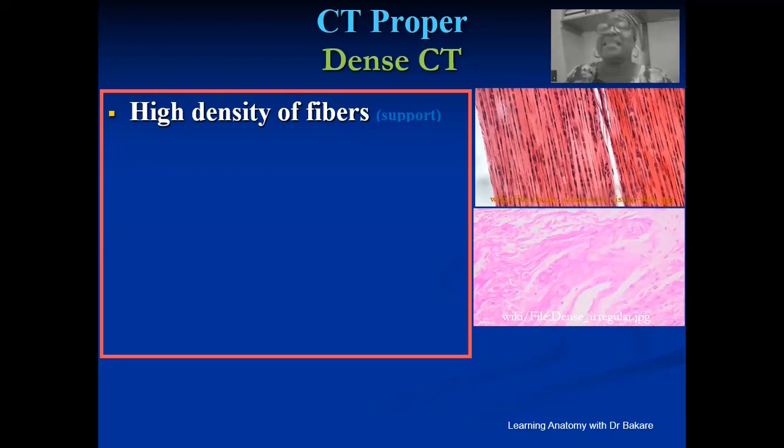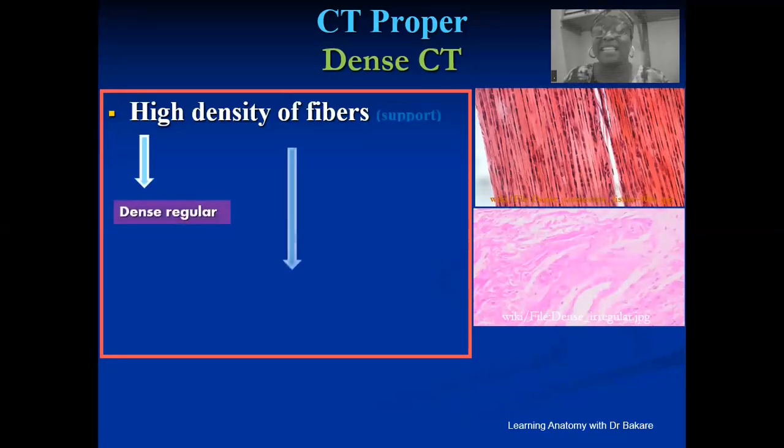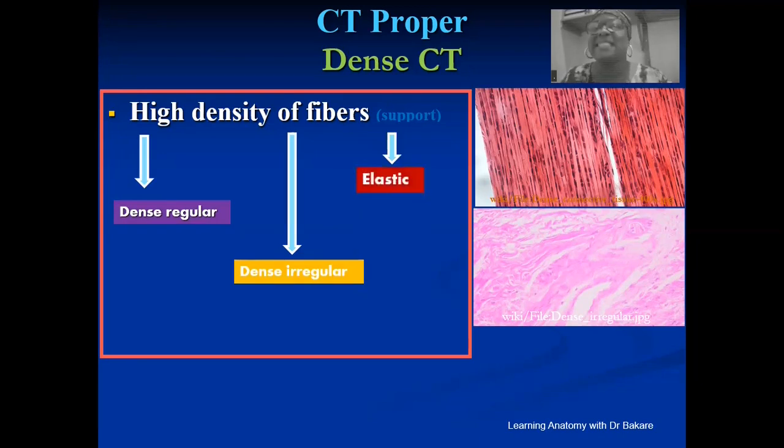We know that fibers give support and also tensile strength. And when they have a high population of fibers, it means they would also be able to express this kind of function. So we have three subtypes of the dense connective tissue. We have the dense regular connective tissue, the dense irregular connective tissue, and the elastic dense connective tissue. So the dense regular connective tissue is densely packed, but it has a regular orientation. They have a specific pattern of arrangement whereby the fibers are arranged in parallel orientation.